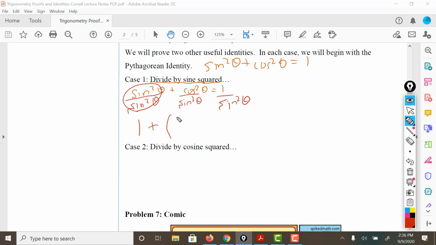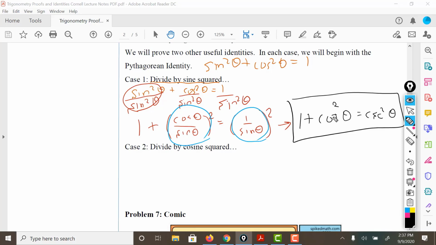If it helps, let me break this one down. This is cosine of theta over sine theta squared. This is 1 over sine theta squared. Do you recall what is cosine divided by sine? What is 1 over sine? So this is another form of the Pythagorean identity. This one relates cotangent with cosecant squared.